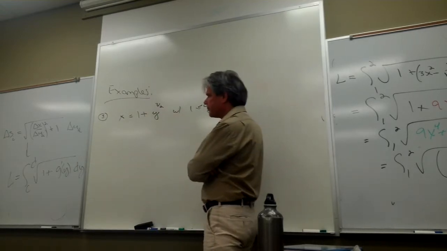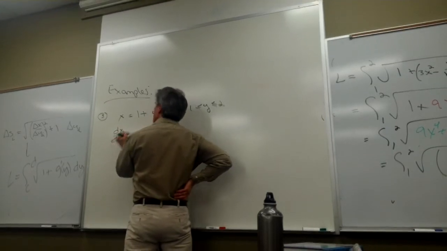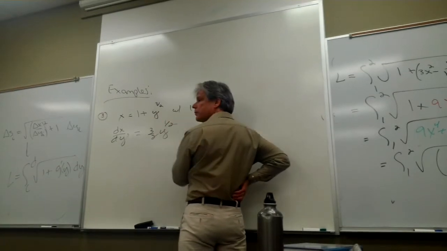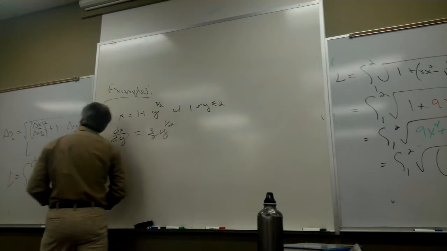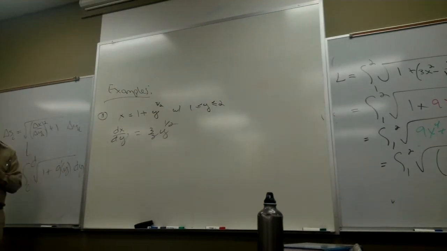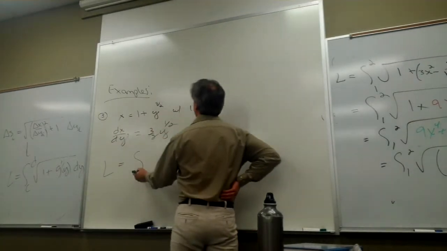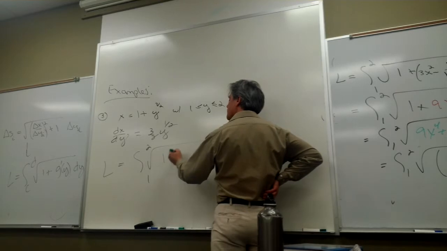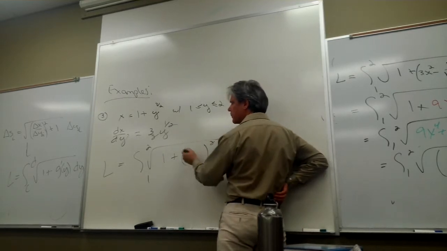Let's differentiate. I think dx/dy is going to be nothing more than 3/2 y to the positive 1/2 power. Which means picking this up off the board, using it for g prime of y, slapping in the radicand's position, that gives me the integral from 1 to 2 of the square root of 1 plus the square of whatever this derivative is for x with respect to the variable y.